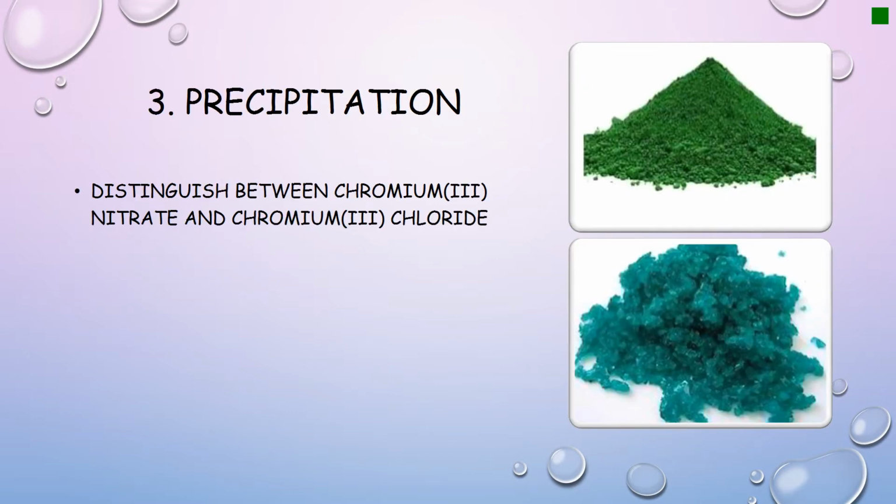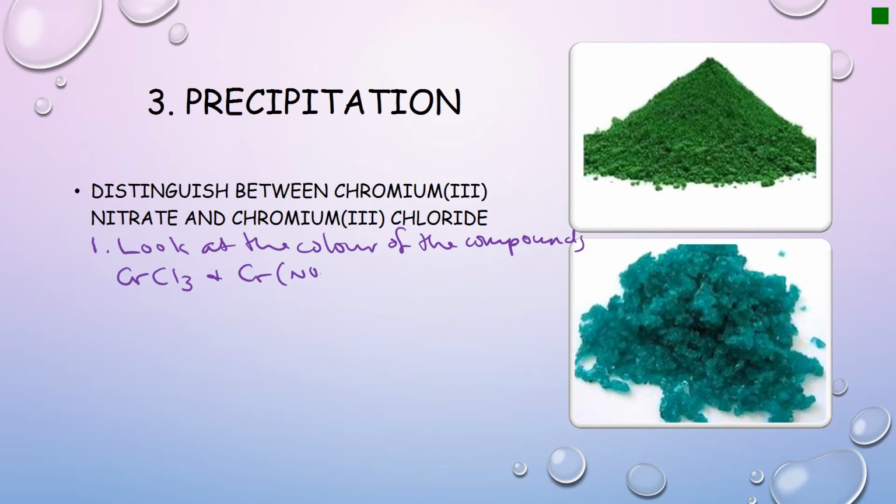Now let's try another example. This time we're looking at chromium 3 nitrate and chromium 3 chloride. So looking at the picture, you can see that when we look at the colour of the compounds, they are both deep green. So the second step is to check the solubility. So we add water to dissolve. Remember, you're trying to give a set of instructions.